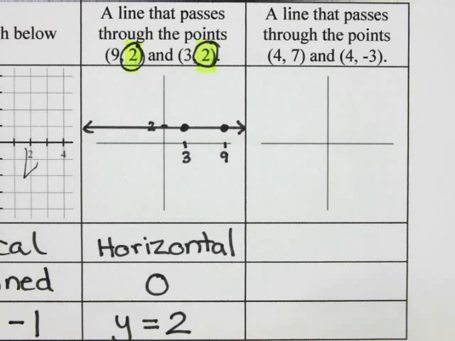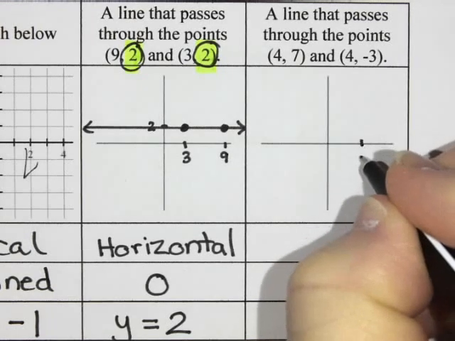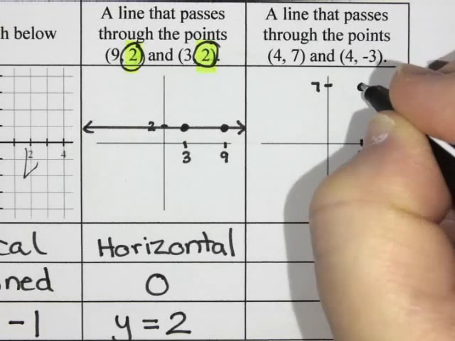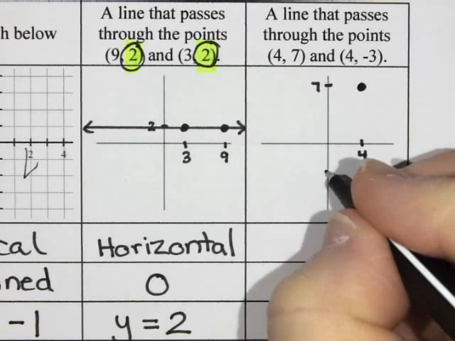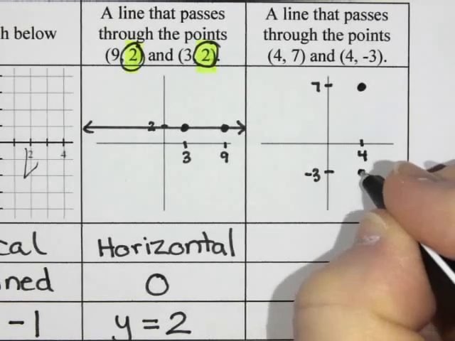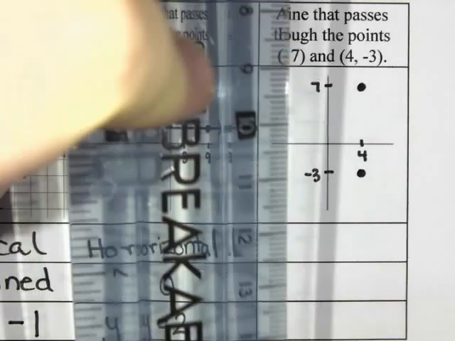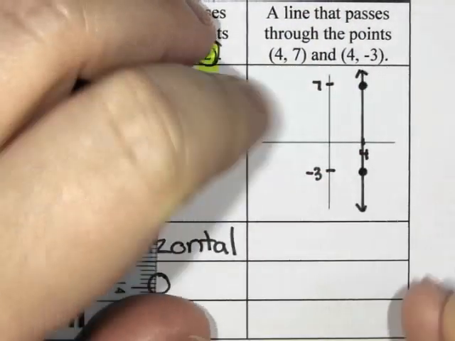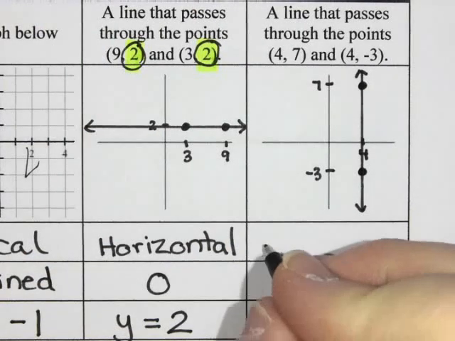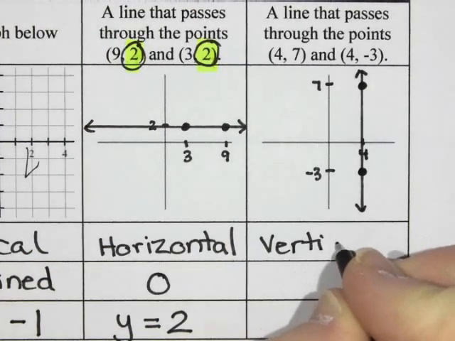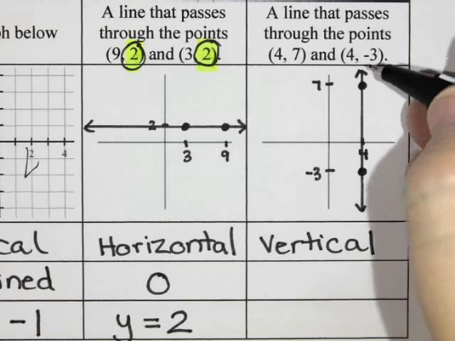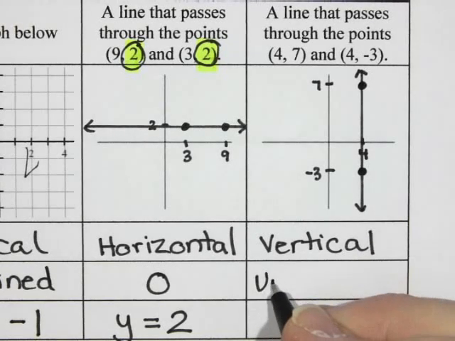A line that passes through the points 4, 7, and 4, negative 3. So once again, there's no grid, so I'm just going to estimate where I think these are. So there's 4, 7, and then 4, negative 3 would be somewhere down here. Which means this is a vertical line. Okay, slopes of vertical lines are undefined or infinity.